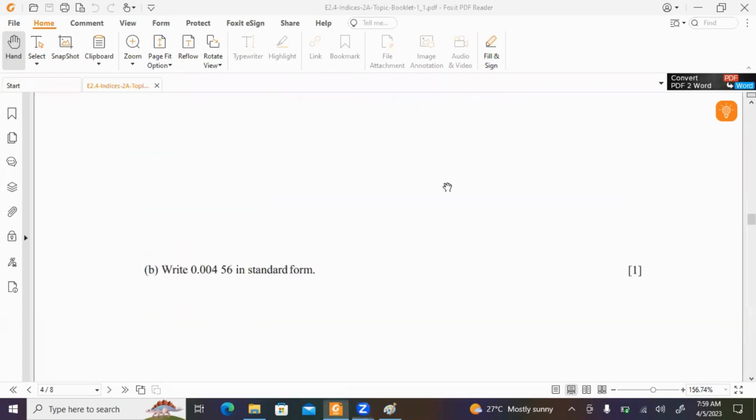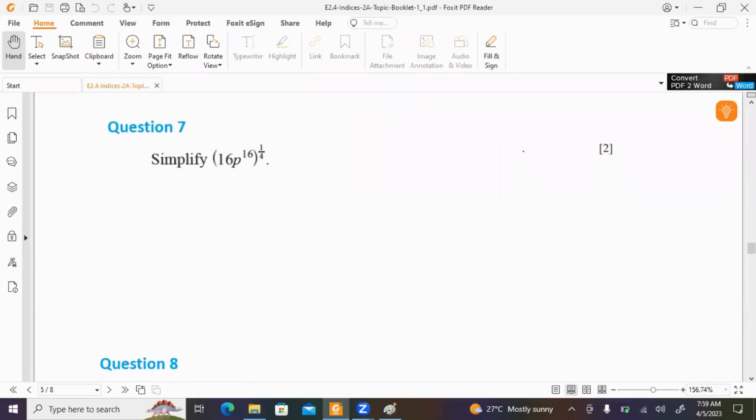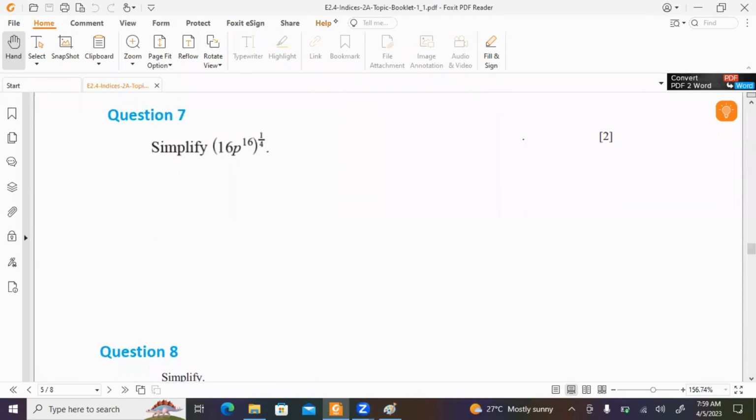Then, let's see, question number 7. If you look at question 7, it says simplify 16p to the power of 16, whole power 1 over 4. In the previous cases, there was only a variable inside the bracket. There wasn't a coefficient inside the bracket. In this case, there's a coefficient. 16 is your coefficient. p is your variable.